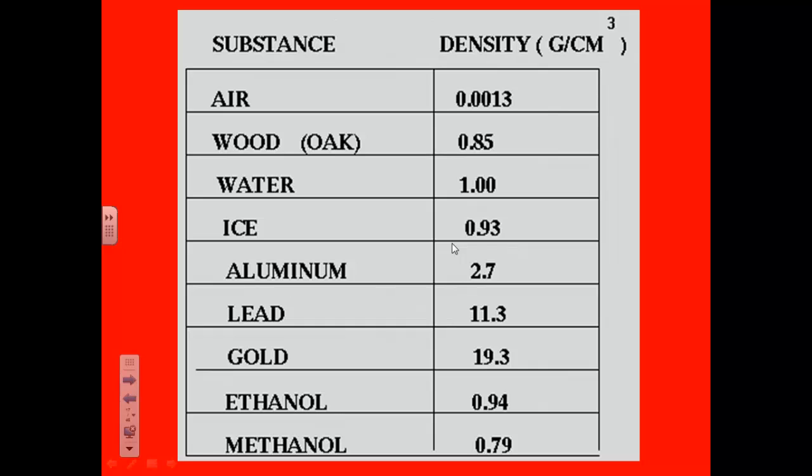Here are some examples of densities of objects. Water's density is 1. So anything less than 1 will float on water. So wood and air and ice, their density is less than water, so it will float. Anything higher than the density of water will sink. For example, aluminum, lead, and gold.